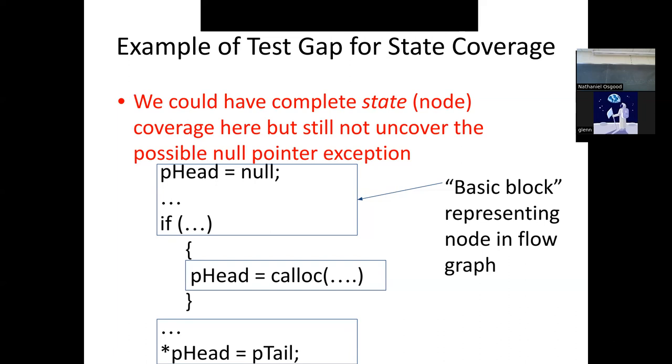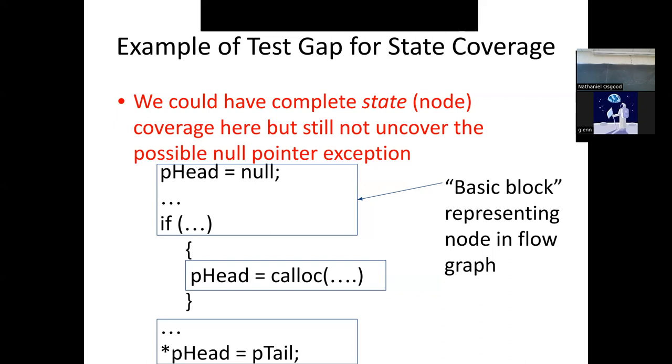And you'll notice that if you achieve state coverage and you say this code is fully tested, you'd be wrong. Could there still be an error in this code? Yes. And it's not found unless you achieve edge coverage, right? If you achieve state coverage, ABC is sufficient. And will the code work?